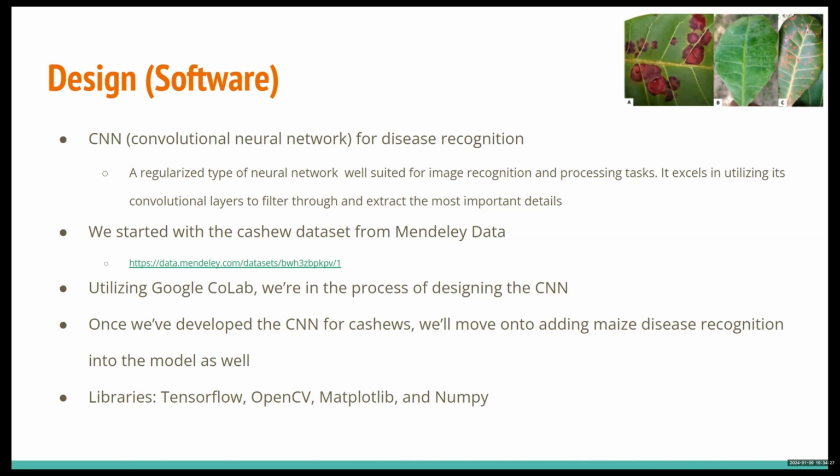We took this data set from Mendeley Data, and we're starting out with the cashew data set. It gives us 4 data sets of 4 crops: maize, tomato, cashews, and wheat. Utilizing Google Colab, we're in the process of right now designing the CNN. Once we've finished the CNN for cashews, we're going to add maize disease recognition into the model as well. Libraries that we're using are TensorFlow, OpenCV, Matplotlib, and NumPy.